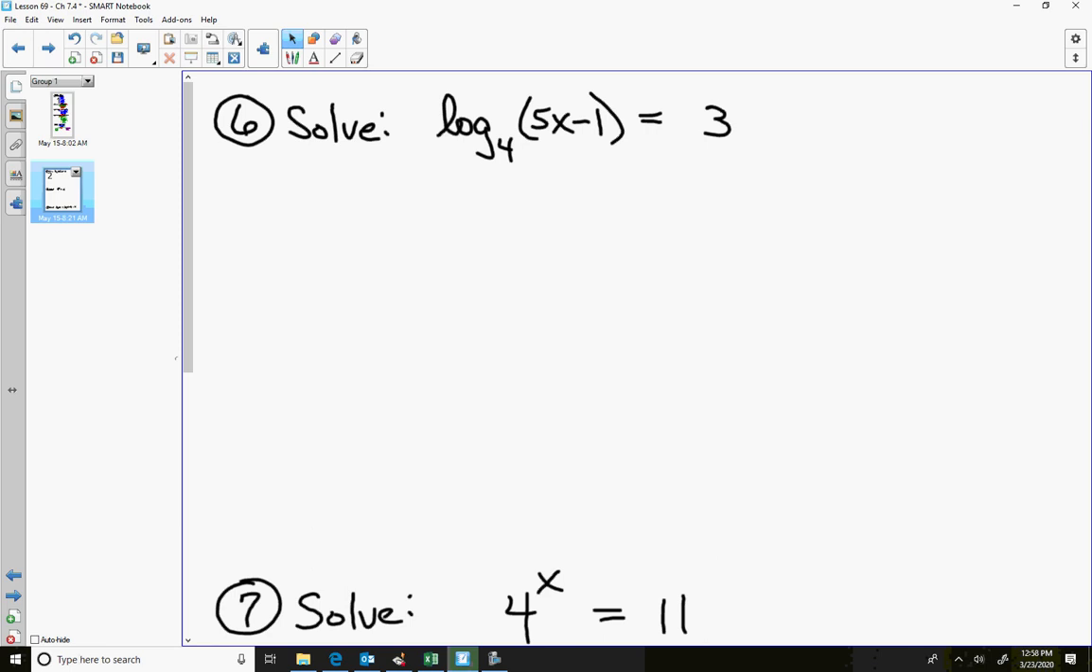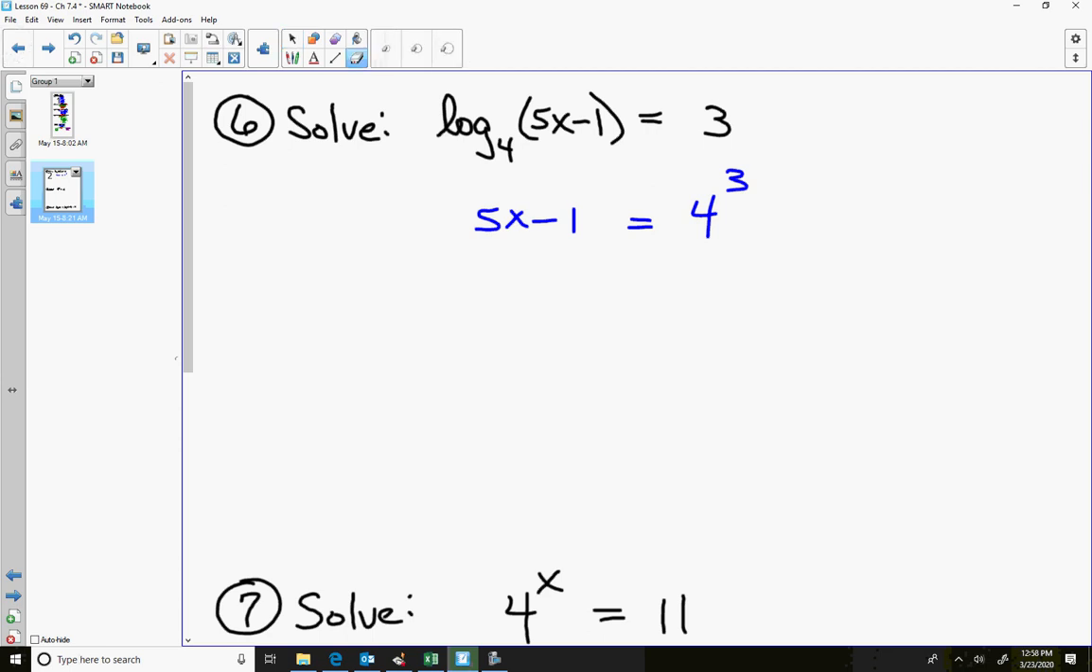So, the way we would do that is the base of your logarithm is the base of the exponential. What the logarithm equals is the exponent. And that will equal the argument. So we have changed it from logarithmic form to exponential form. Alright, now that's the way we did it a few days ago. If you want to keep doing it that way, keep doing it that way.